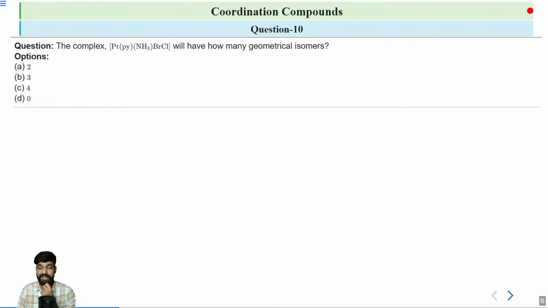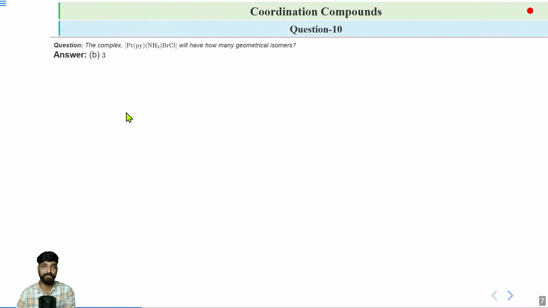Okay, so any doubt in this? Are you able to identify coordination number 4 as tetrahedral or square planar? If you have a doubt, you can ask it right now. Yes, so I hope it is clear to all of you. Now, moving on to the next question.